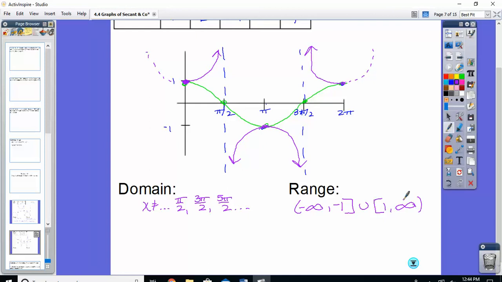Is this even or odd? Even. This one is symmetric to the y. That means if you have secant of a negative angle, you can just drop the negative, and it's the same as the secant of the positive. So secant and cosine are even. Everything else is odd.